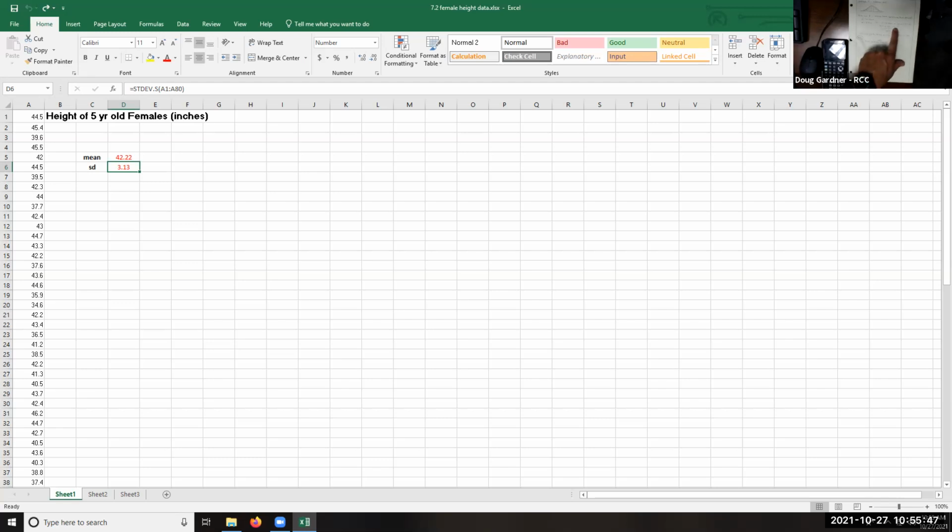Well, notice 48 was 2 standard deviations away, so it's got to be more than 48. Again, just make sure it's huge. Put 1,000 in there. They're 1,000 inches tall. They're not going to get that tall, right?